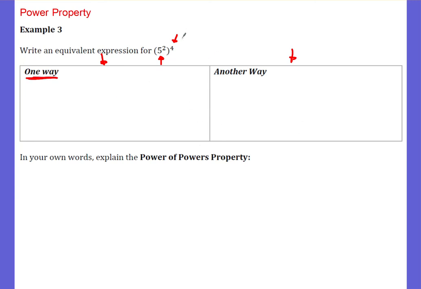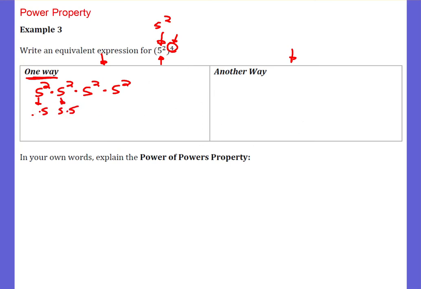If I just look at this outside exponent, I can say this is essentially 5 squared times itself 4 times. So essentially, I've got 5 squared times 5 squared times 5 squared times 5 squared. And I could even separate it out further, and I can say, well, this is 5 times 5. This is 5 times 5. But I don't even have to do that.